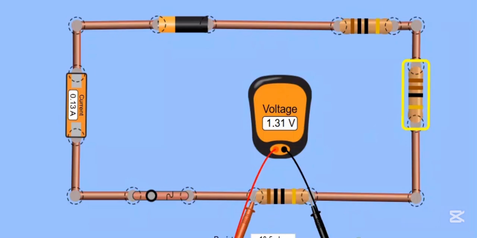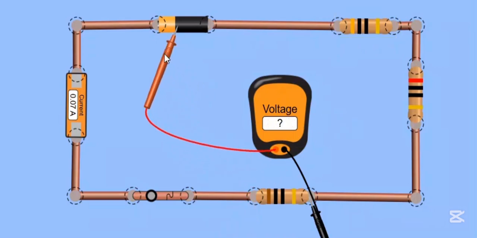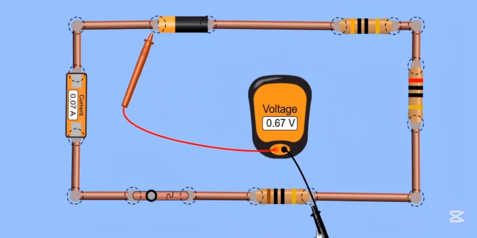Okay, now let's say this one was 10 ohm, this one maybe it's 20 ohm, and this one 30 ohm resistance. Okay, let's check the voltage at the battery. The voltage at the battery is 4.00.